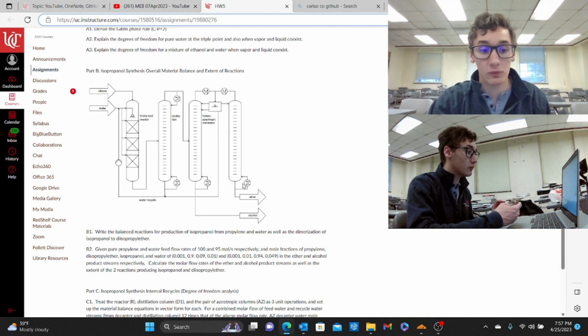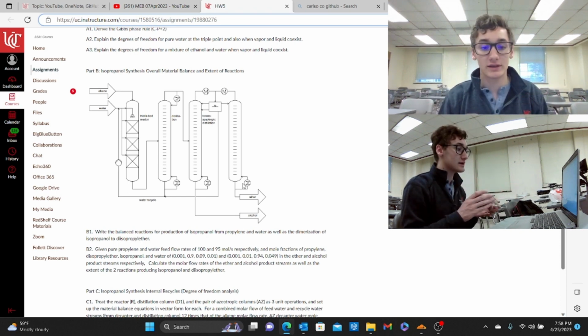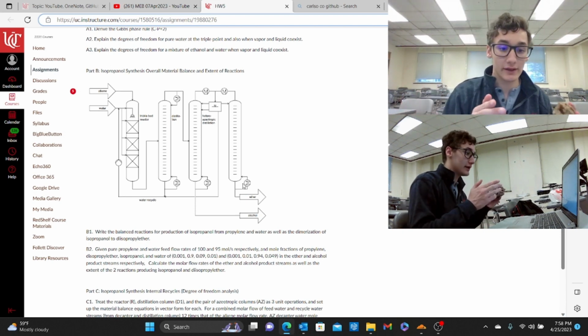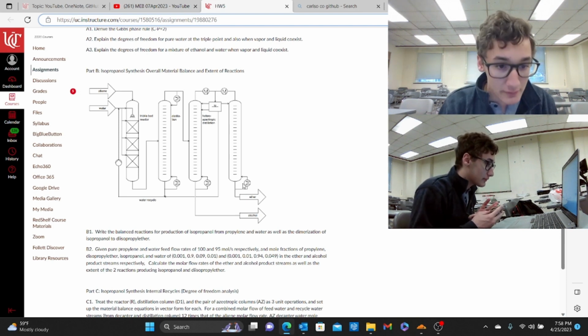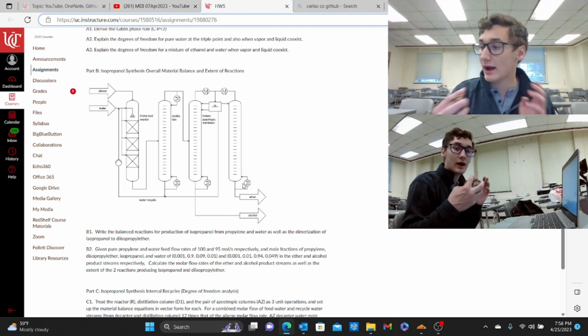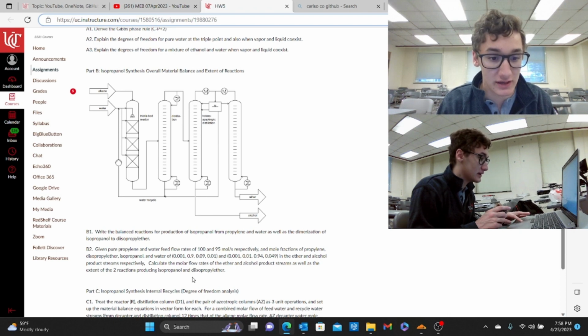For B1, it wants us to write a balanced equation for the production of isopropanol from propylene and water, as well as the dimerization of the isopropanol to diisopropyl ether. So what this is asking us is to show a generalized, balanced equation, which we can then use in B2 to calculate the extent of the reactions and the rates at which they are leaving.